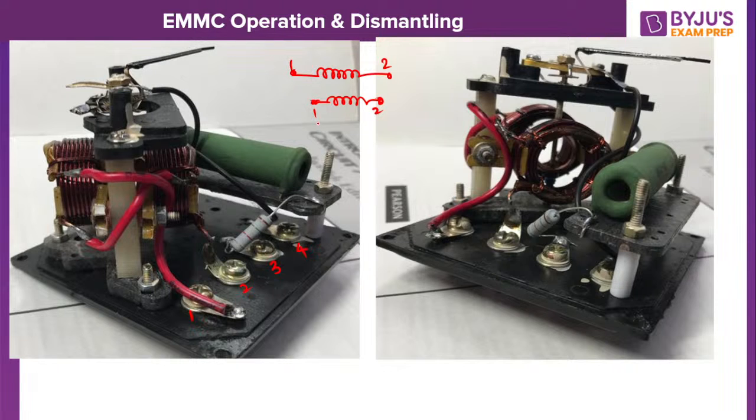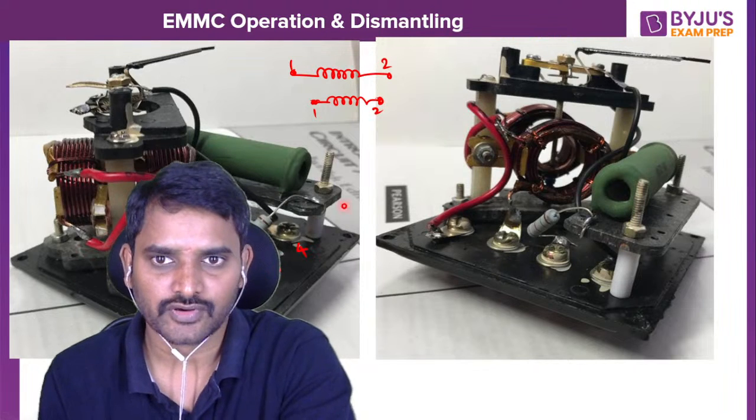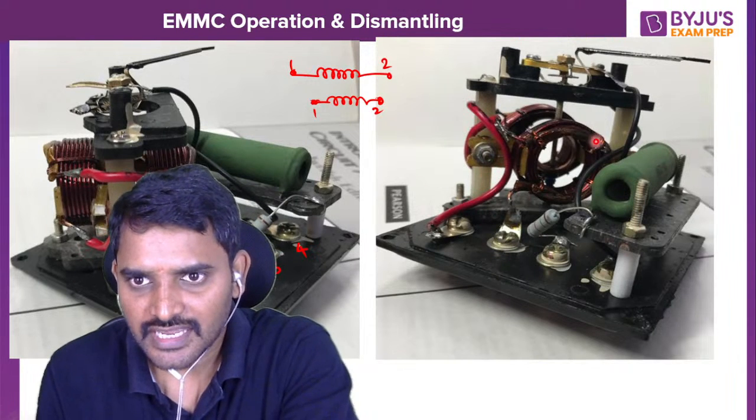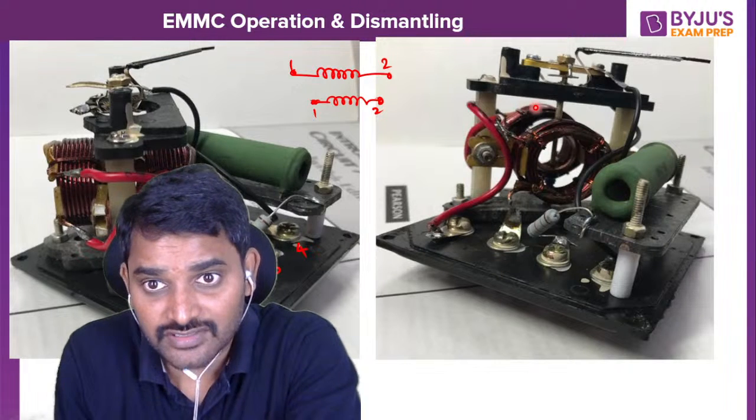All right. Now see the other side. Let me show you with the highlighter or laser pointer. This side is an electromagnet, half fixed coil, and the other side is also half fixed coil.